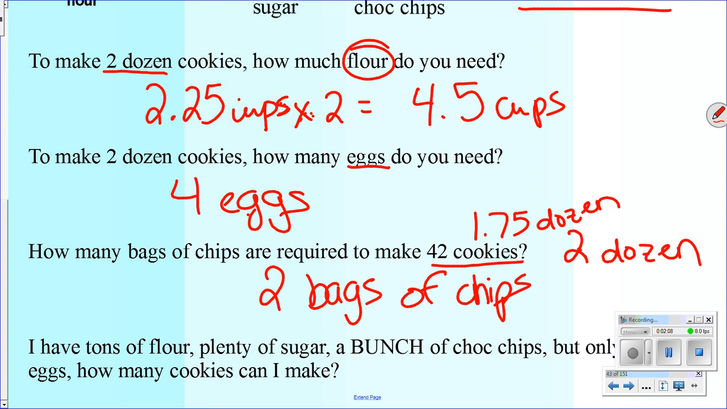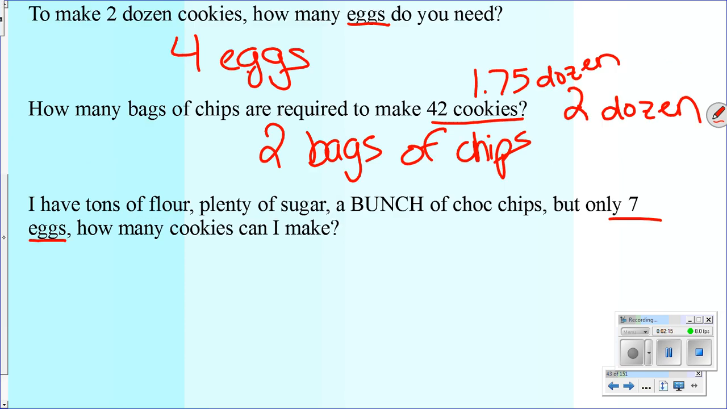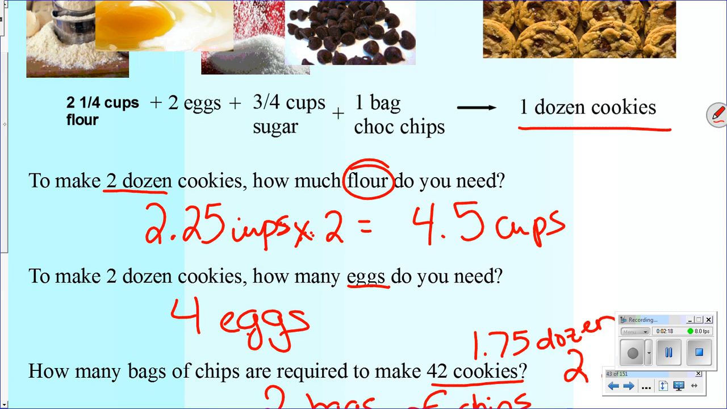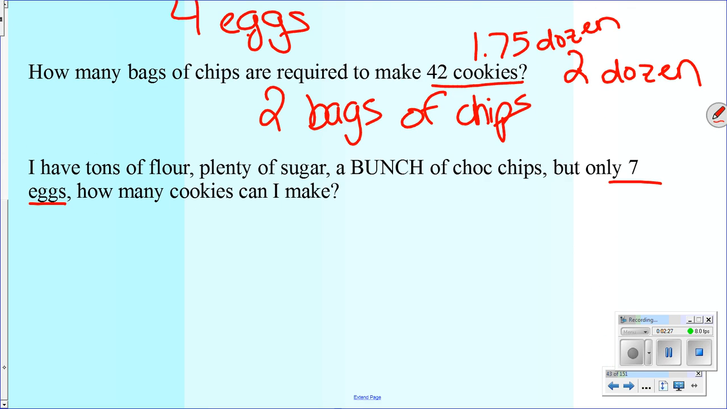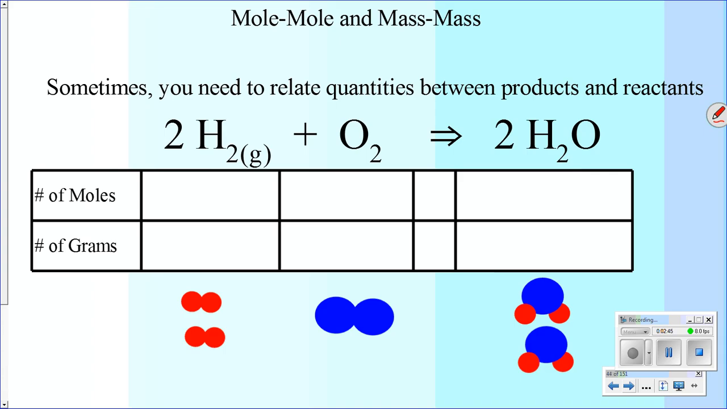If I have tons of flour, plenty of sugar, and a bunch of chocolate chips, but only 7 eggs, this is going to limit how many cookies I'm able to make. So if I only have 7 eggs, and I need 2 each time that I do this recipe, I'm only going to be able to do this recipe 3.5 times. So I can make 3.5 dozen. That's the idea of something called a limiting reagent. So our limiting reagent here is the fact that we don't have enough eggs to make as many cookies as we want. So we'll talk about that concept a little bit later on.